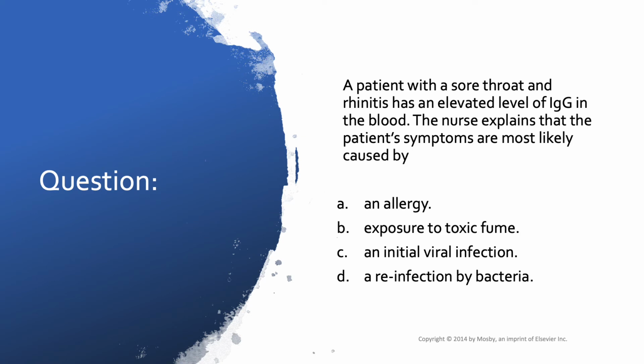Okay, so little question here for you. A patient with a sore throat and rhinitis has an elevated level of IgG in the blood. The nurse explains that the patient's symptoms are most likely caused by, would it be A, an allergy, B, exposure to toxic fume, C, an initial viral infection, or D, a reinfection by bacteria? Well, the conversation that we just had, I would hope that you would realize that it's D. IgG would be elevated in a reinfection by a bacteria or a virus.